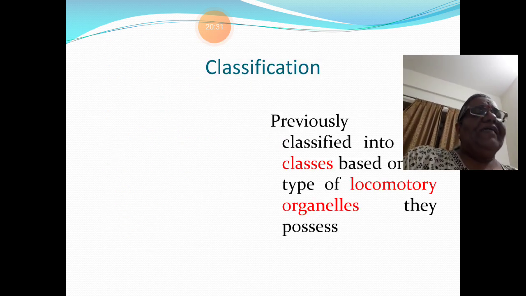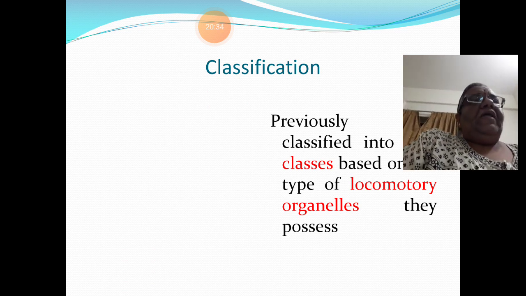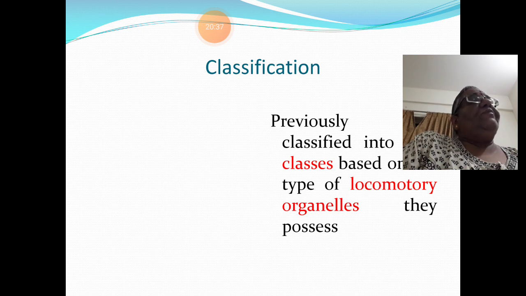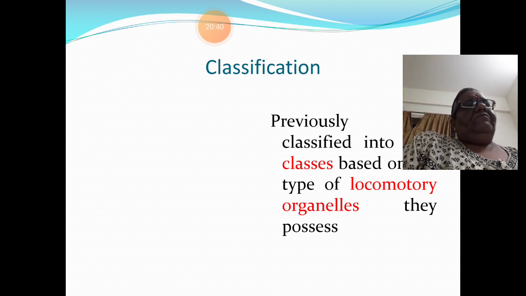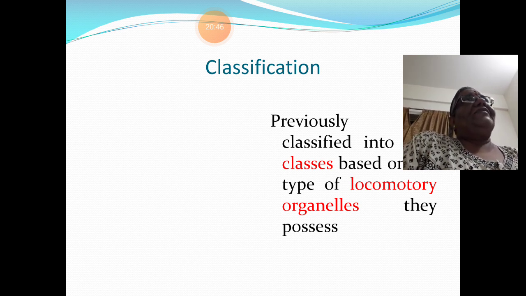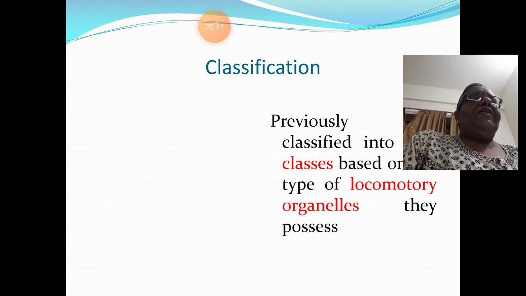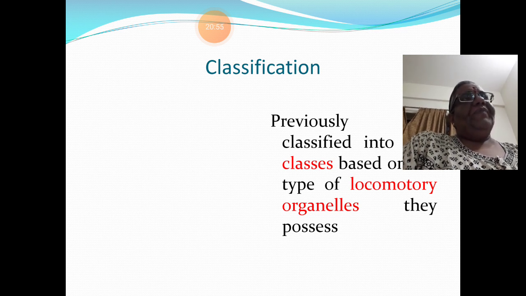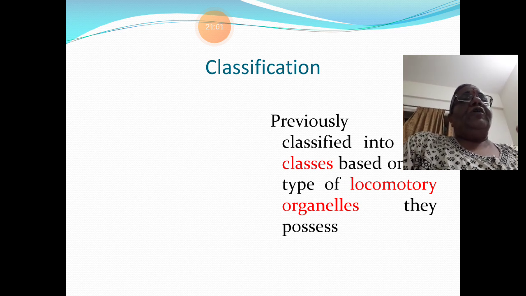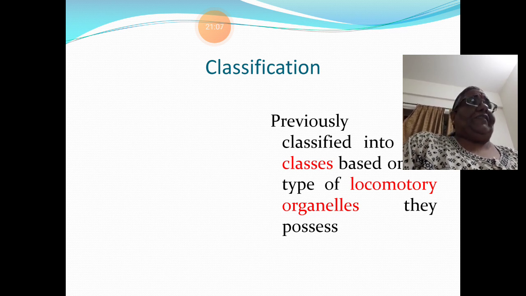Now, after having learnt about the general characters, it is time for us to learn about classification. Previously there was one method of classification that I am going to teach, and as per the syllabus you better study this. Then I will also teach the modern method of classification of the phylum. Better you know that also, but don't get confused. Previously, phylum Protozoa was classified into four classes based on the type of locomotory organelles they possess.